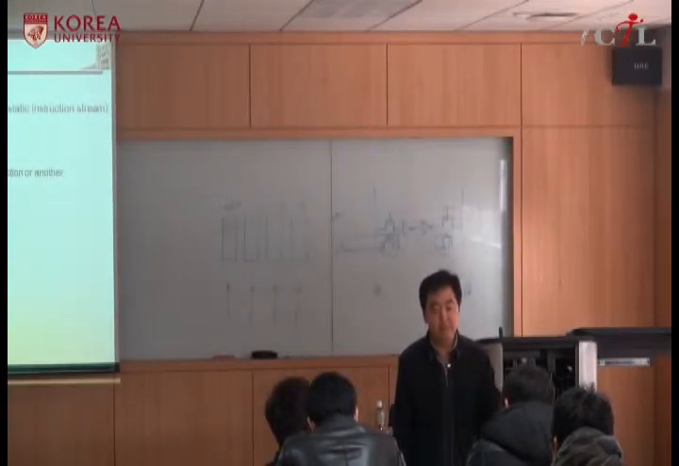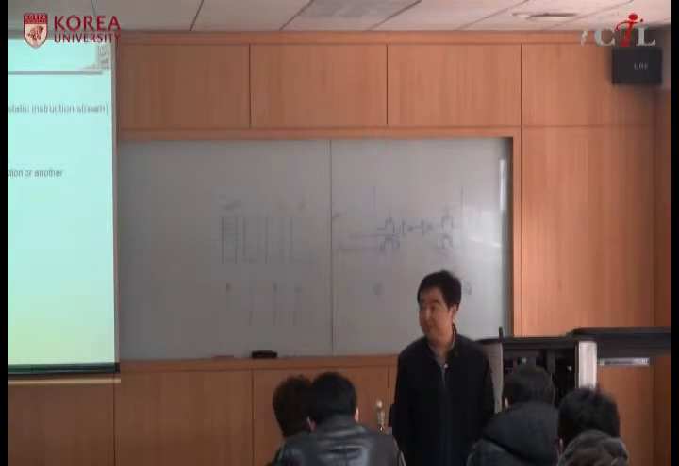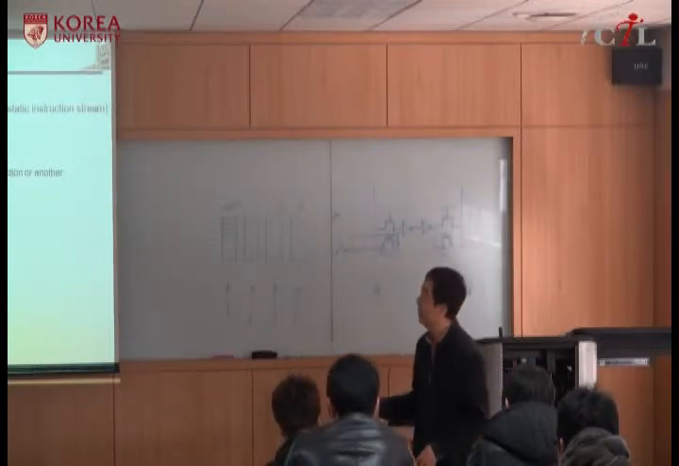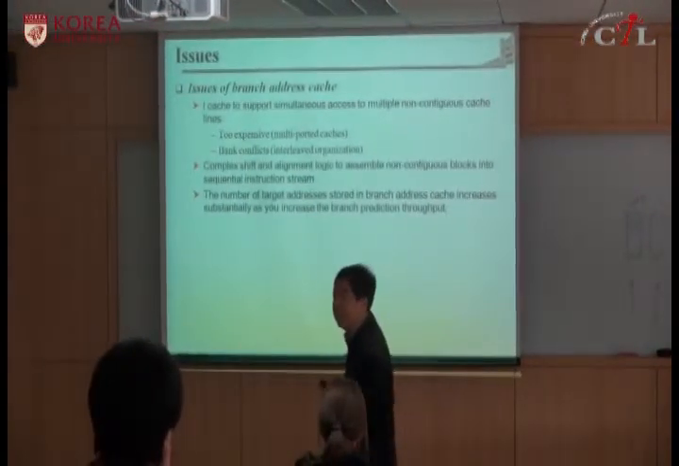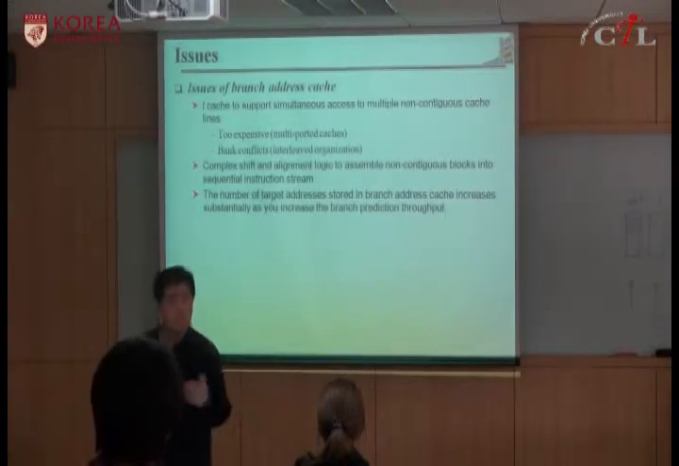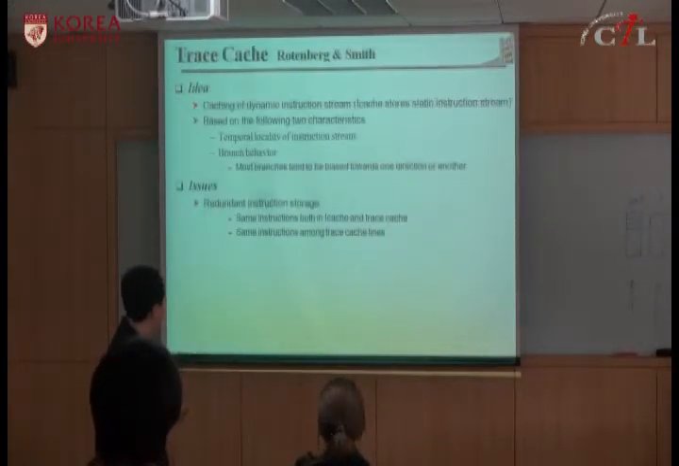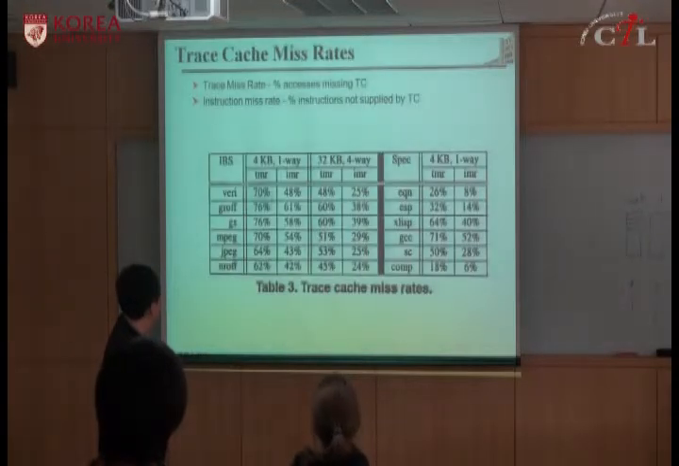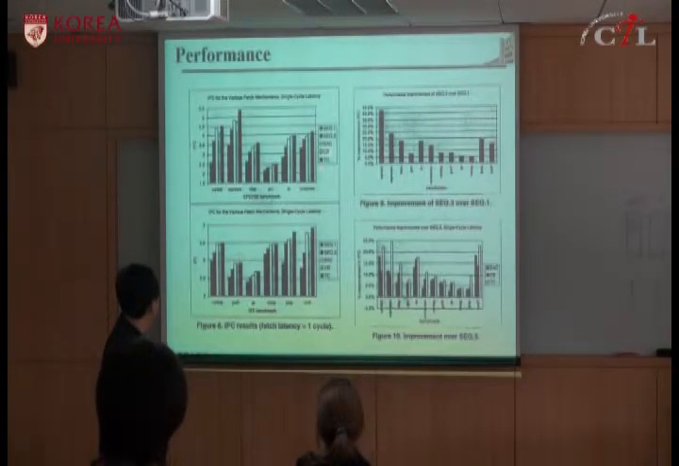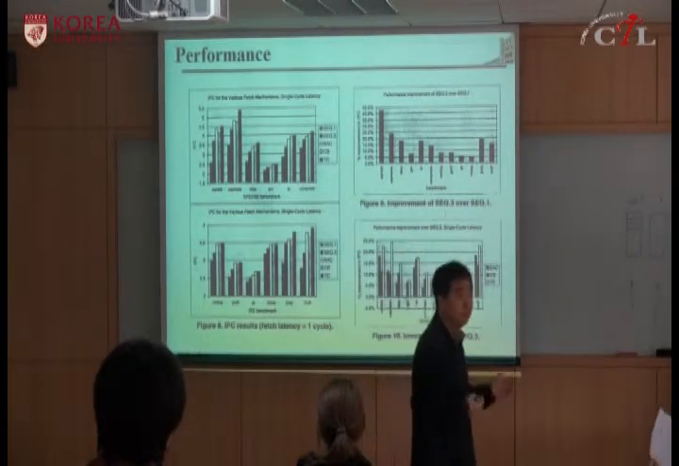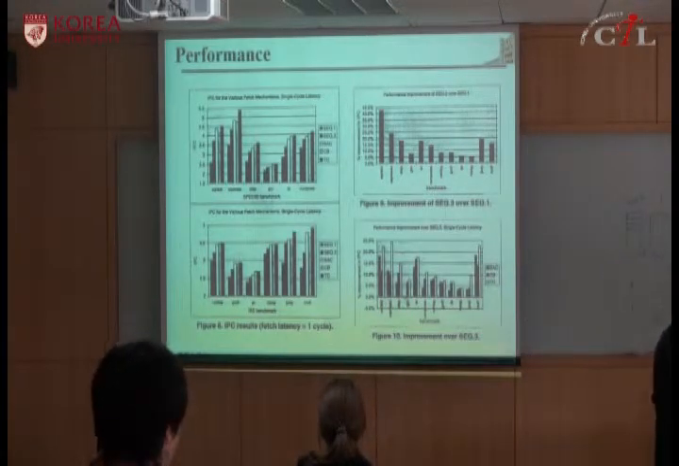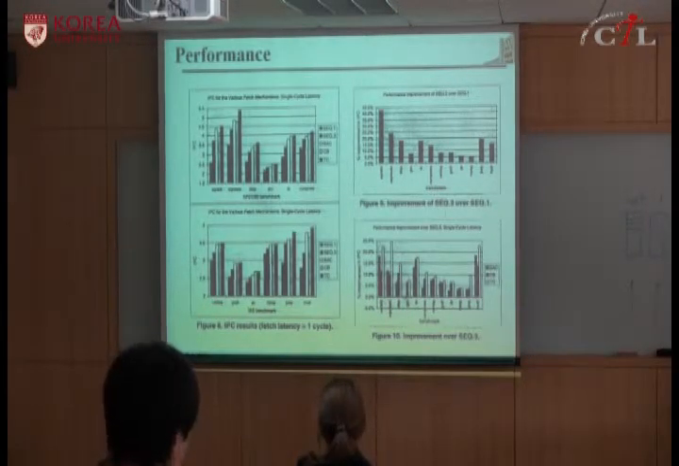Okay? And other people also suggested similar schemes. So this paper, I remember, was proposed in maybe the late 80s, '89 or '90 or something like that. And there are other papers like the collapsing buffer, which we'll study. This is the branch address cache by Yeh, and this is the collapsing buffer proposed by Thomas Conte at North Carolina State.